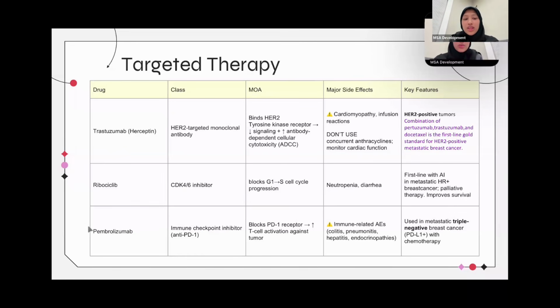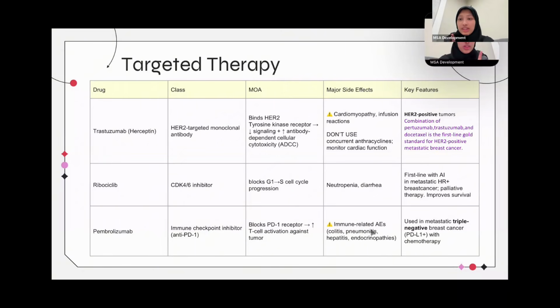Pembrolizumab, from the name P, is a unique name of antibody, so it targets the checkpoint inhibitor, anti-PD. It blocks the receptor and increases the immune response, and on the immune cycle it has an effect. So T cell activation against the tumor is done. Okay, so PD1 is blocked. It usually stimulates the tumor cell growth, but it doesn't.